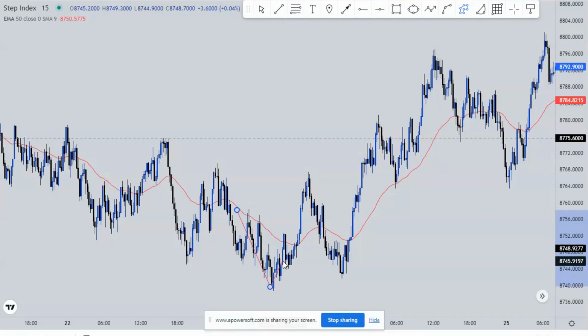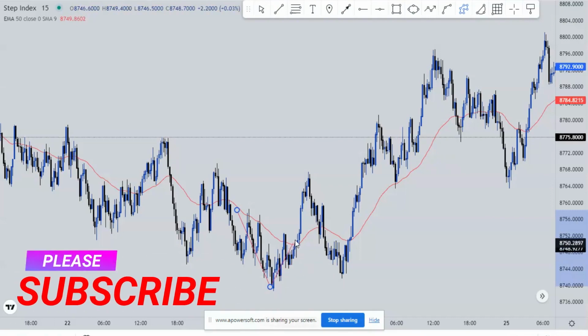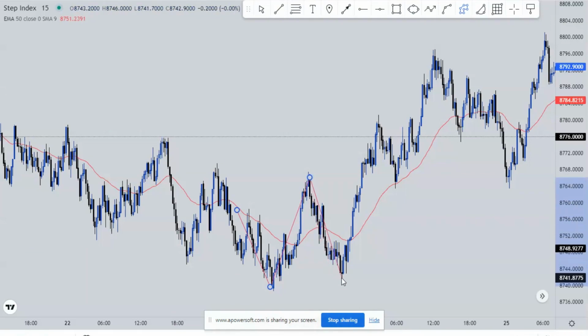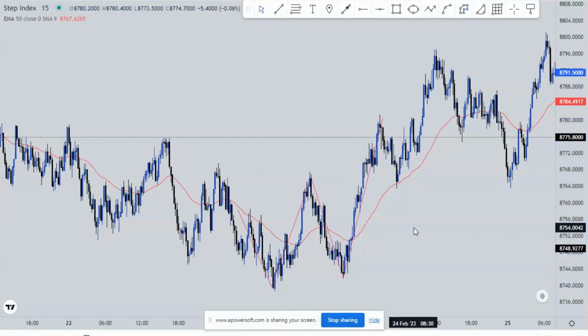But when it crosses up, for instance, we created an area of demand below the 50 period exponential. We moved up, then we'll be looking at this area of demand as the market returns. So when it returns, on M15 we can look for entries to move back up.